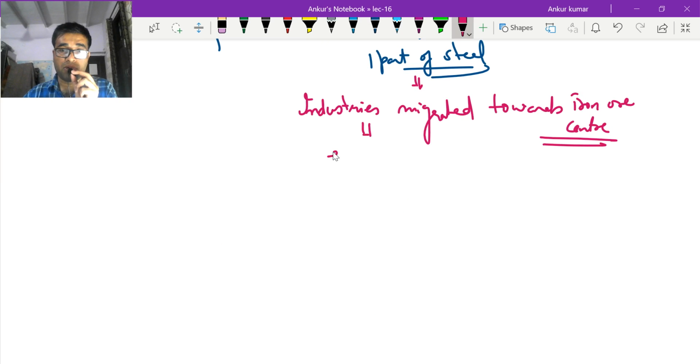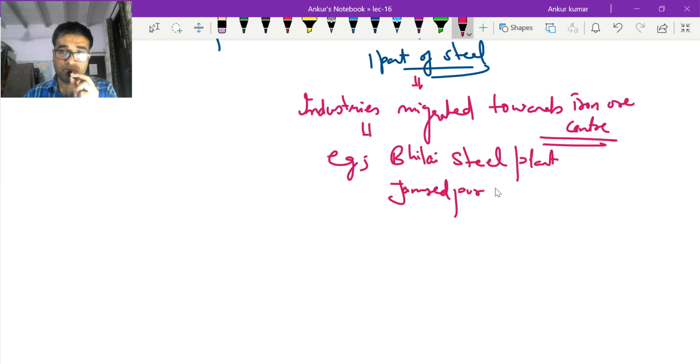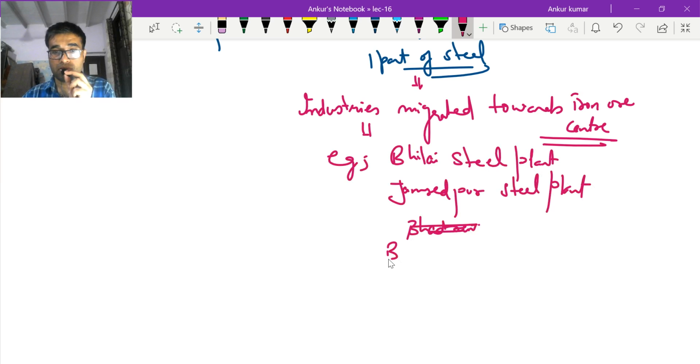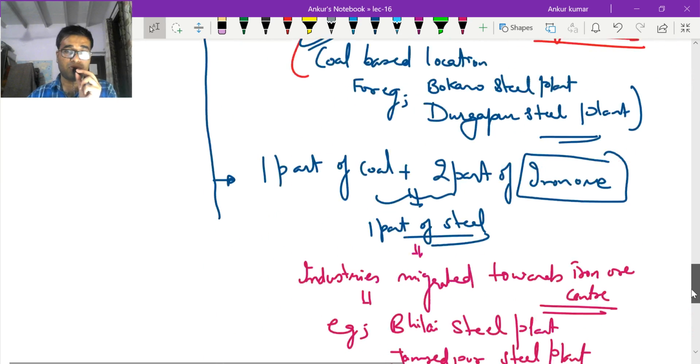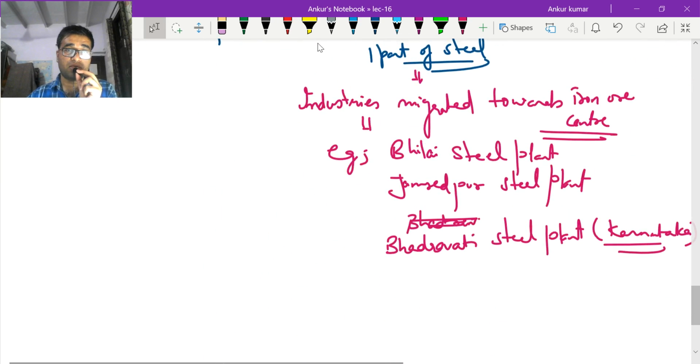For example, you can remember the Bhilai steel plant, Jamshedpur steel plant, Bhadravati steel plant in Karnataka. So this is the second aspect: as the technology improved, the industry migrated towards the iron ore centers.